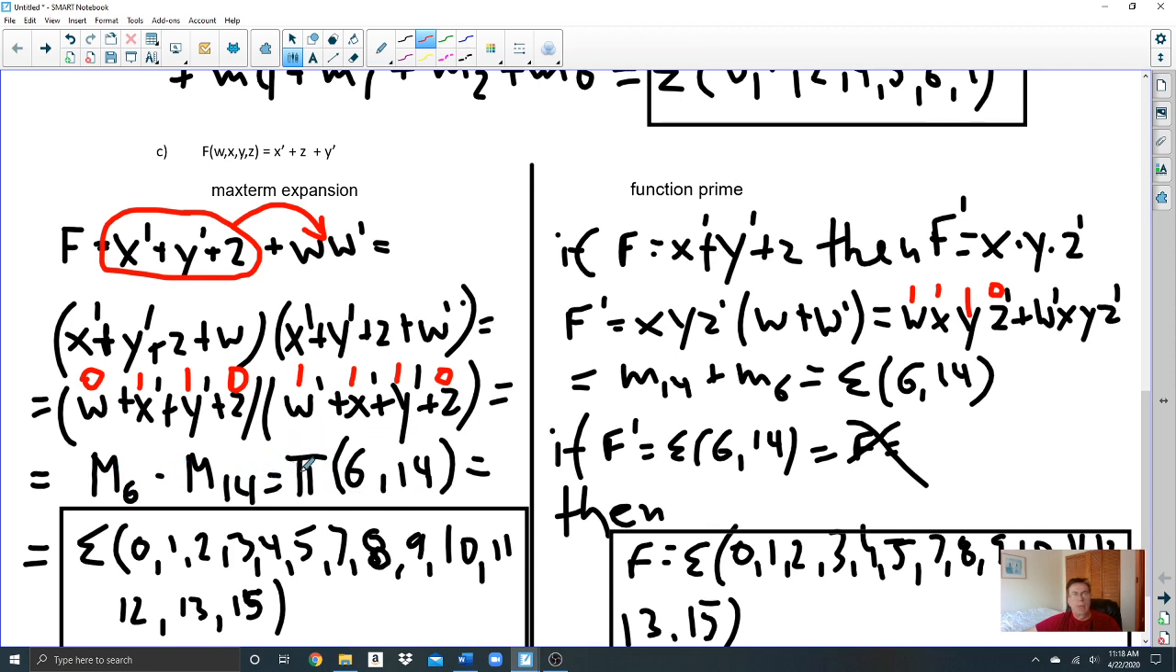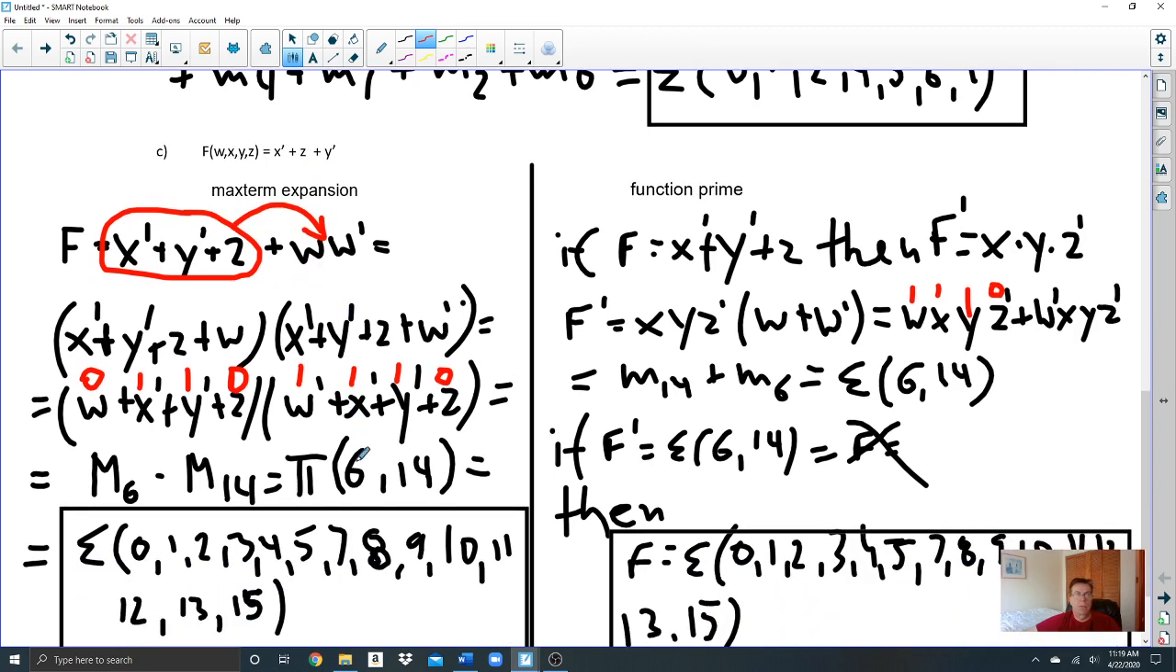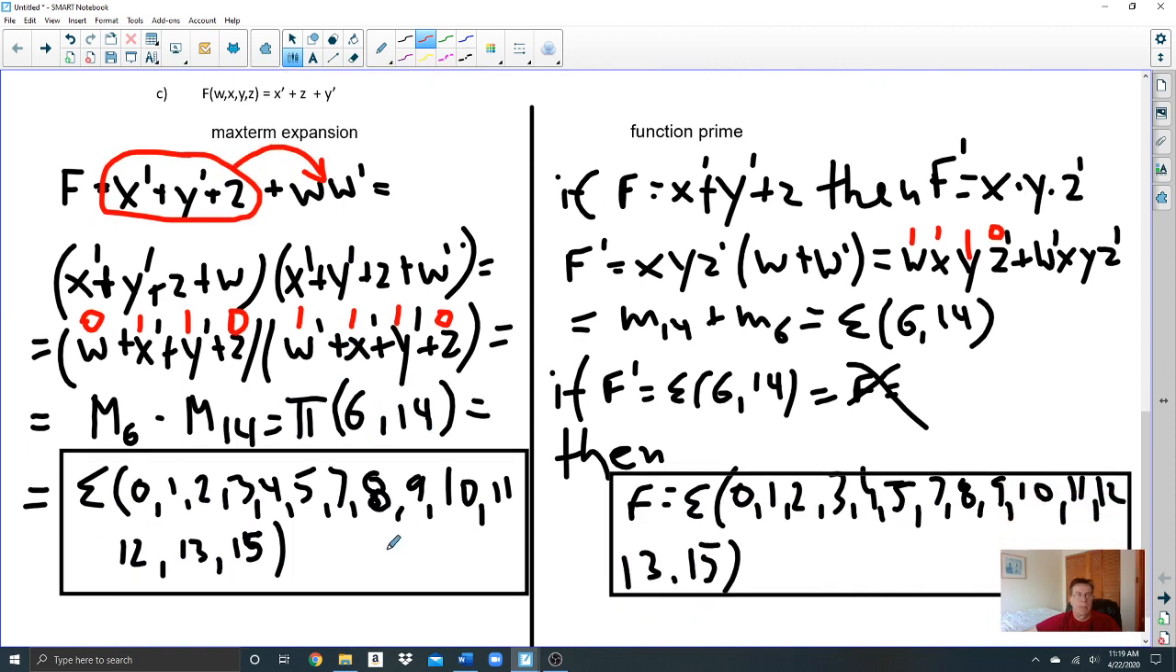Because this is a product, we're using the pi notation from mathematics, which means product of the terms that follow pi. So the product of term 6 and term 14, right here, 6 and 14. These are our maxterms. Now, we're looking for minterms. We're not looking for maxterms. We use maxterm expansion to find maxterms, but we have to answer what are the minterms.